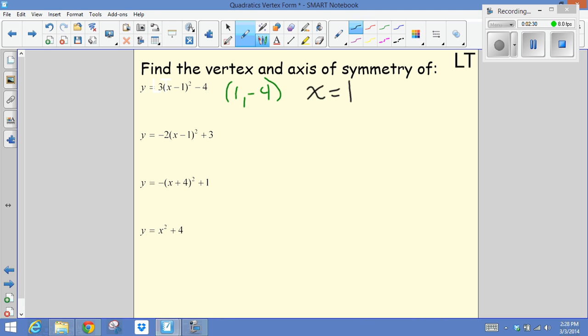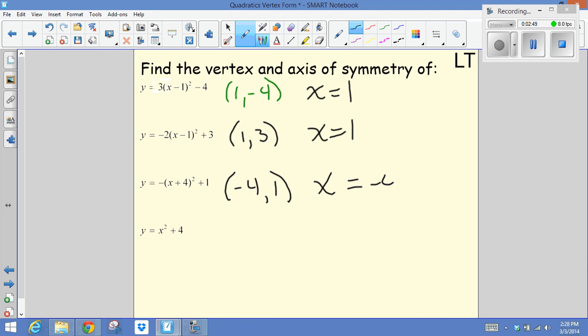Okay, the next one, the vertex is going to be (1, 3), and the axis of symmetry is also x equals 1. The next one is (-4, 1), and the axis of symmetry is x equals -4.